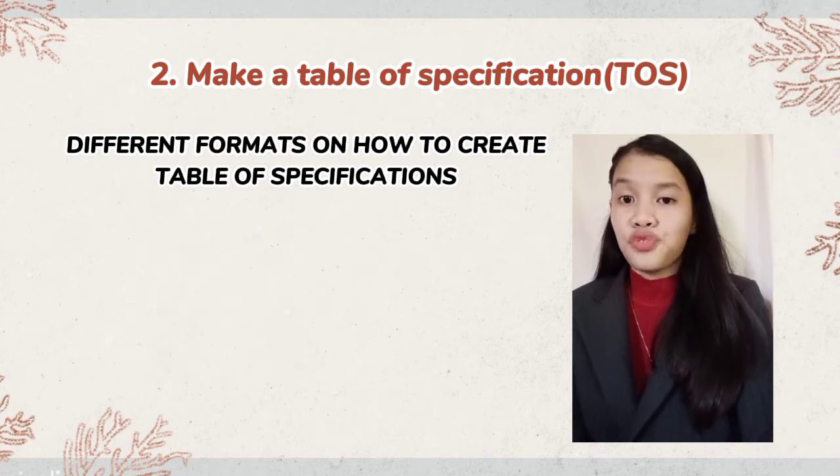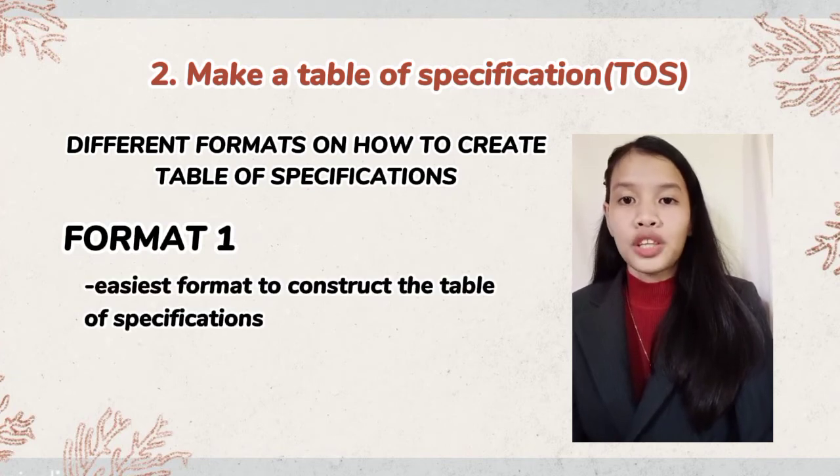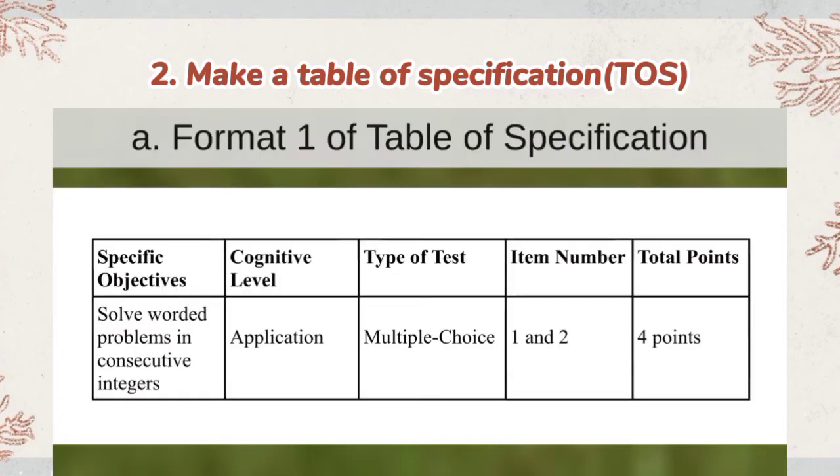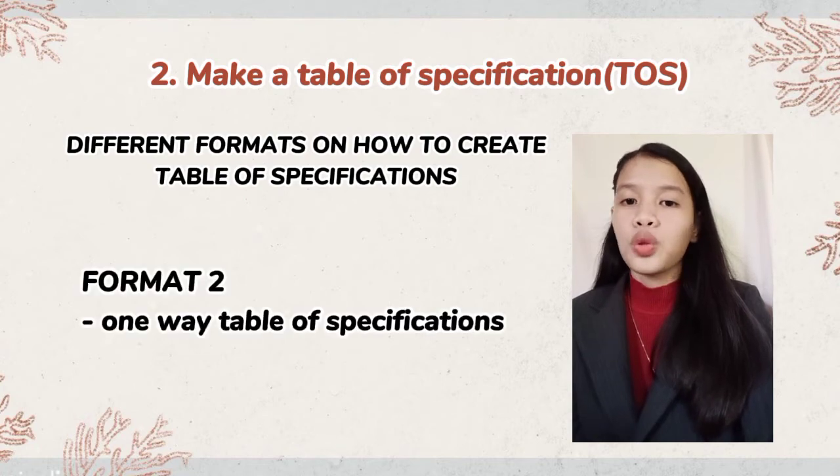Let's move on to format number 1. Format number 1 is the easiest format to construct the table of specifications. As you can see, it only consists of 5 indicators: the specific objectives, cognitive level, type of test, item number, and the total points.